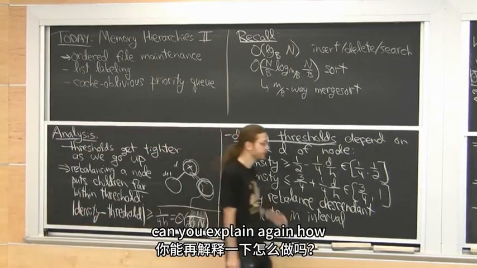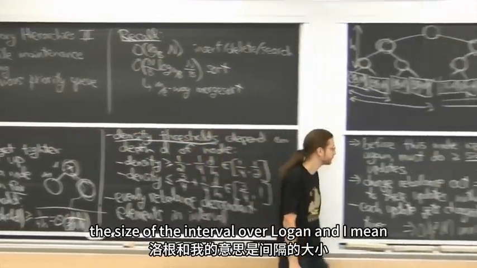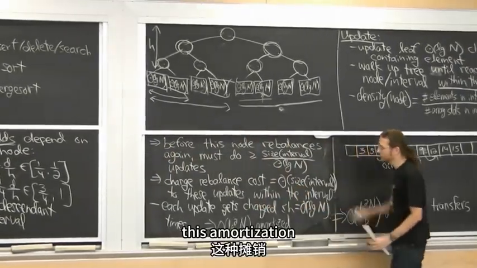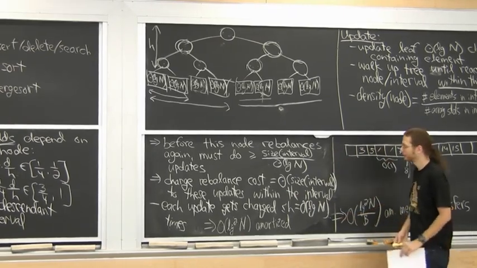Can you explain again how you get from the size of the interval over log n to the amortized bound?